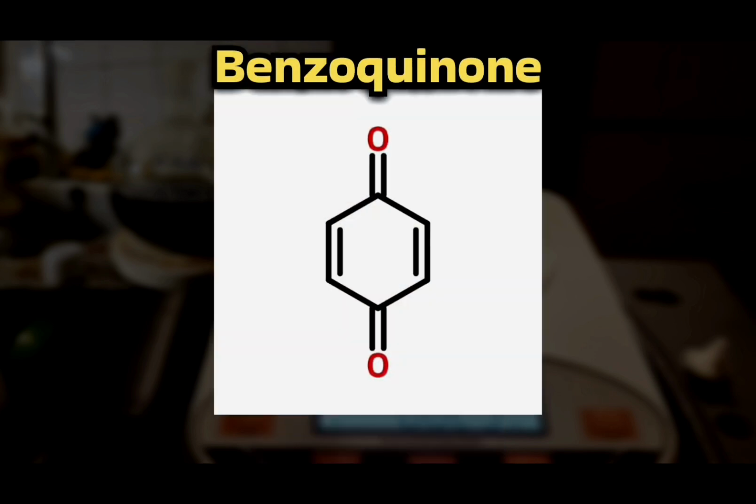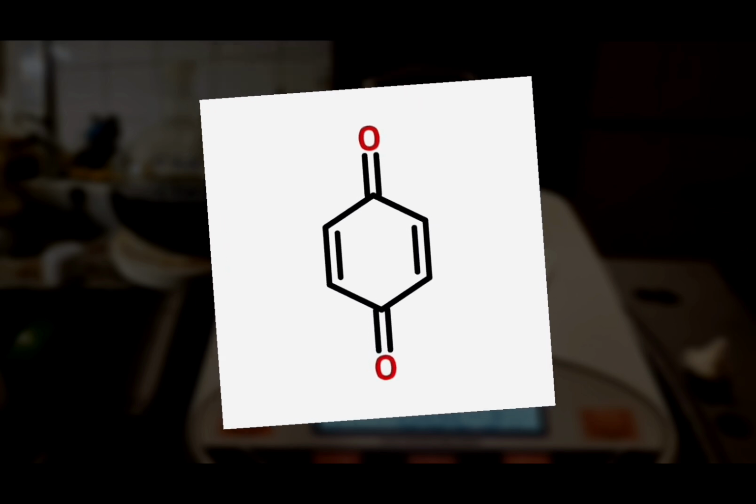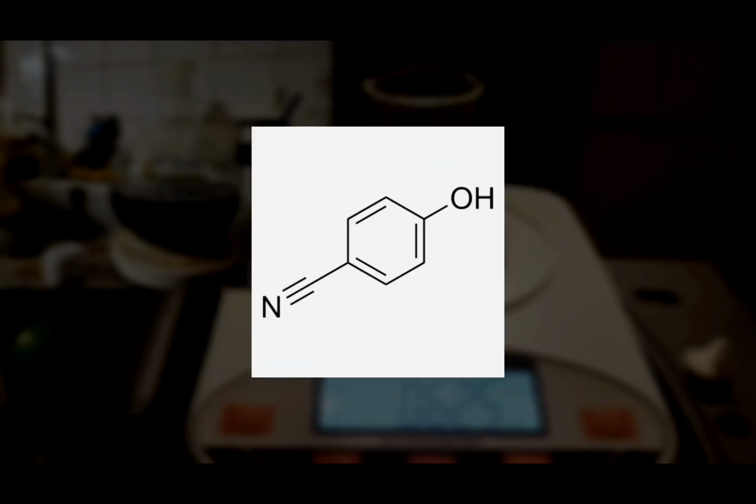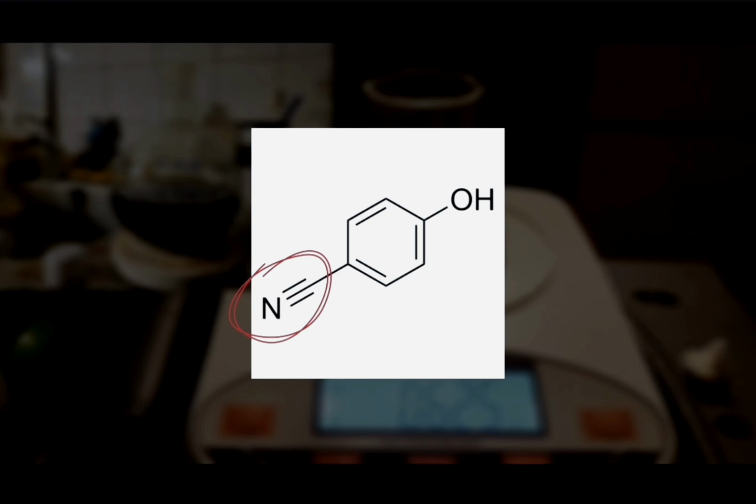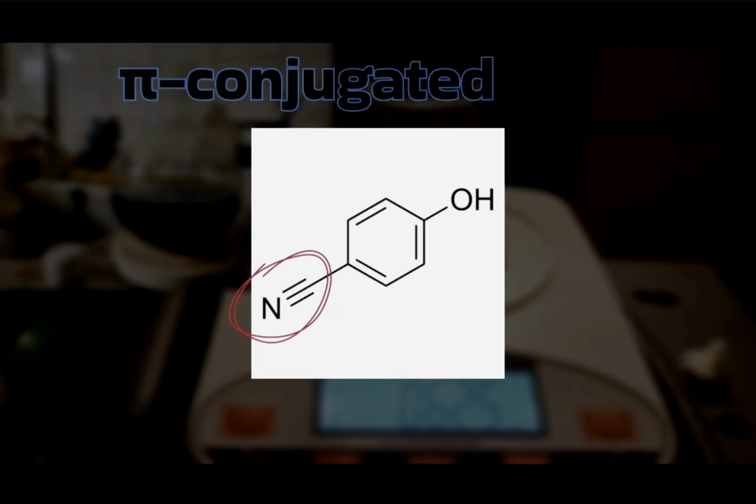Dissolving this in DMSO and adding some sodium cyanide, we essentially add a cyano group to the quinone, and after some rearranging it becomes aromatic again.